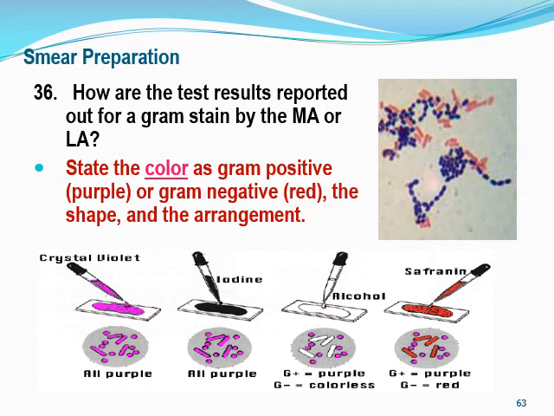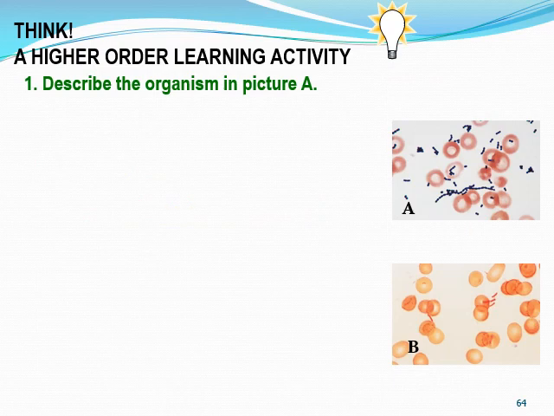So how are those test results reported out for a gram stain by the MA or the LA? Okay, you state the color as gram positive, purple, or gram negative, red, the shape and the arrangement. Okay, describe the organism in picture A.